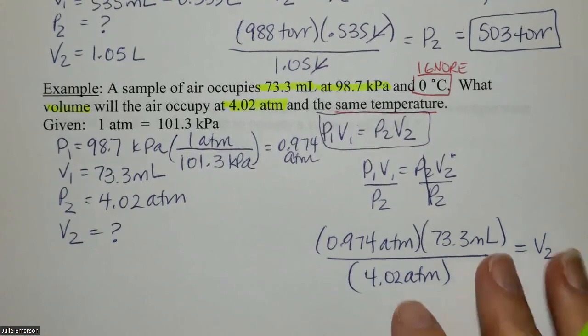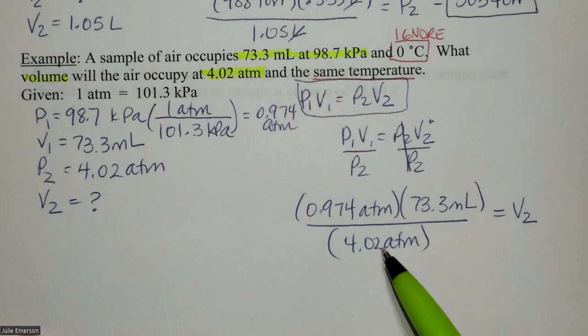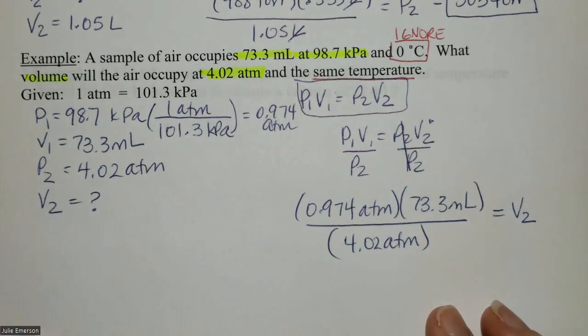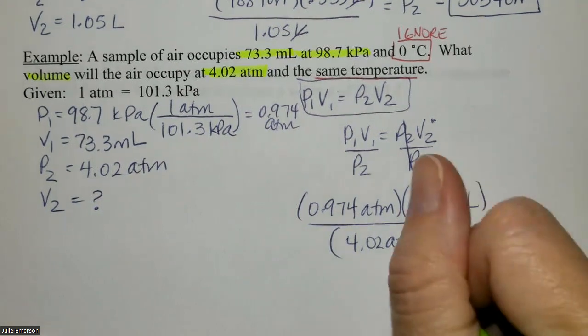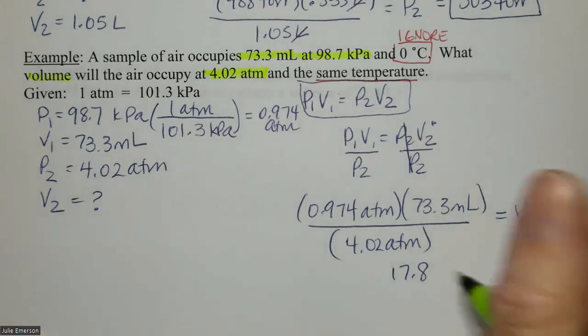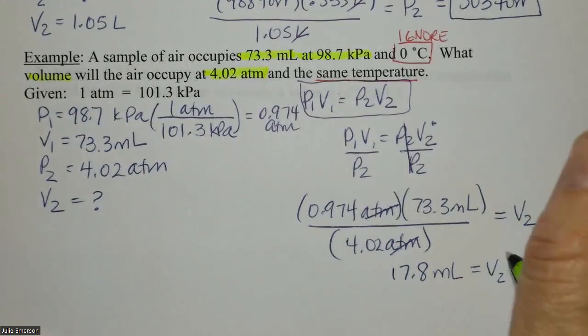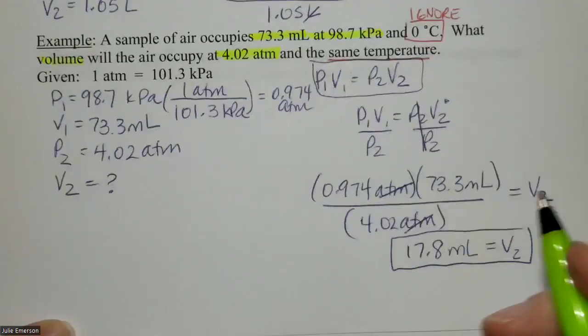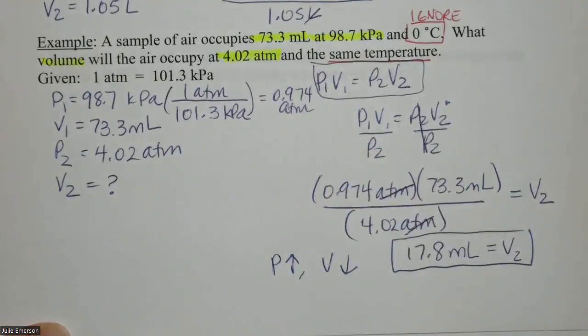So I'm going to look at this really quick. Pressure's going up by a factor of 4, so volume should be going down by a factor of 4, roughly. So 0.974 times 73.3 divided by 4.02, I get 17.8 with 3 significant figures. And the unit, ATM's canceled out. We got a unit of milliliters left. So that's our volume. So in this example, pressure went up, so volume went down.